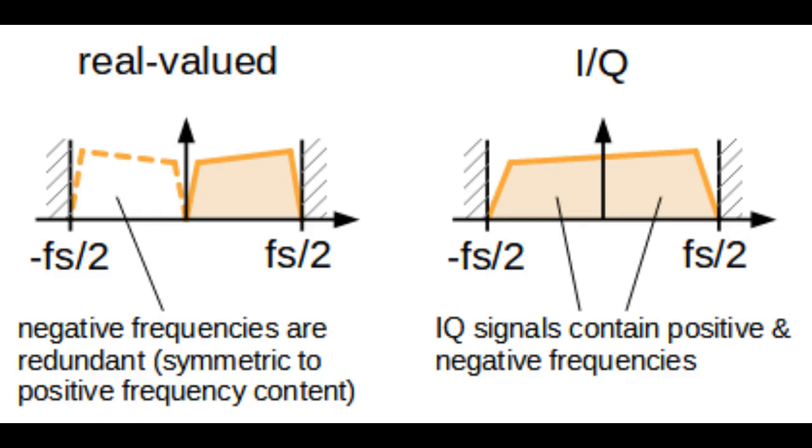If you're working with real signals or one ADC, the bandwidth is half the sample rate. But when you're working with IQ signals, the bandwidth is the sample rate because you have plus fs over 2 and negative fs over 2. So that's why, when you're working with IQ signals, the bandwidth is the sample rate.